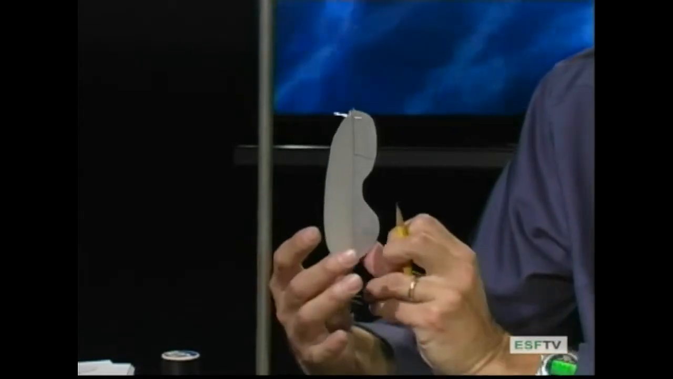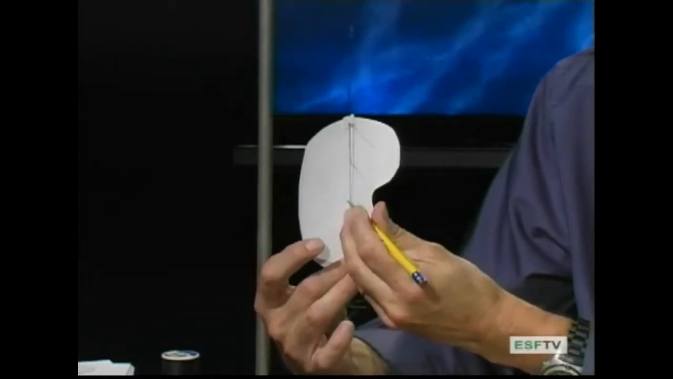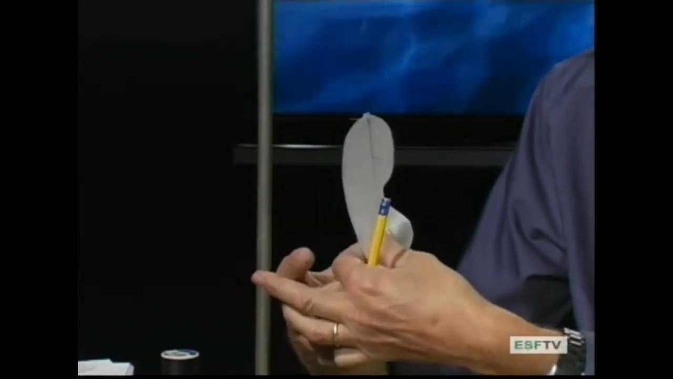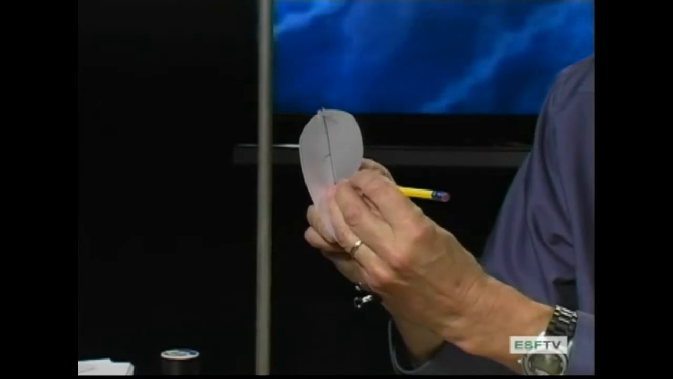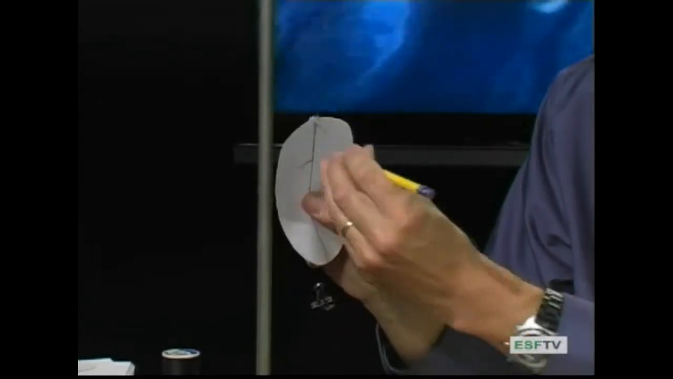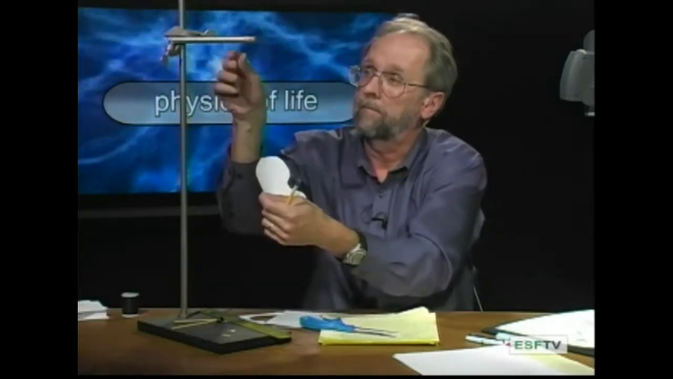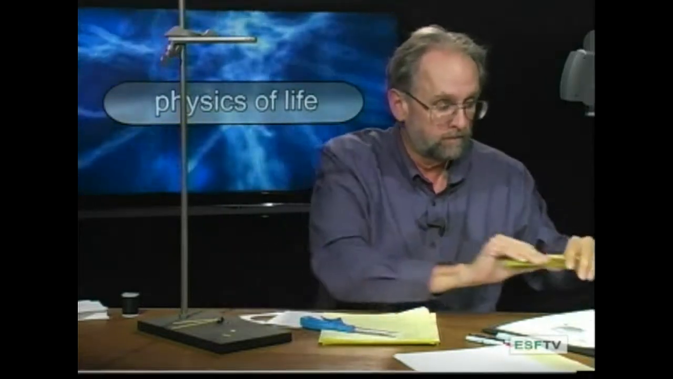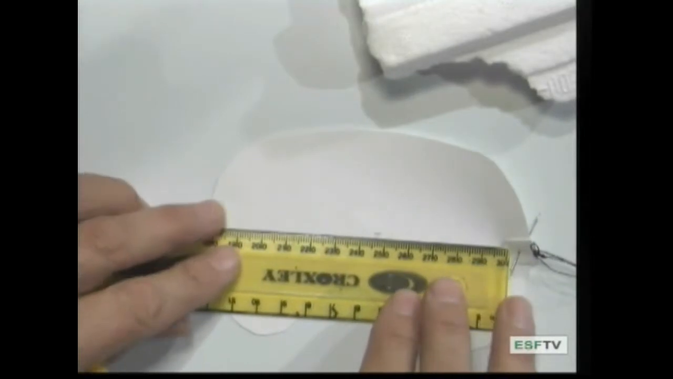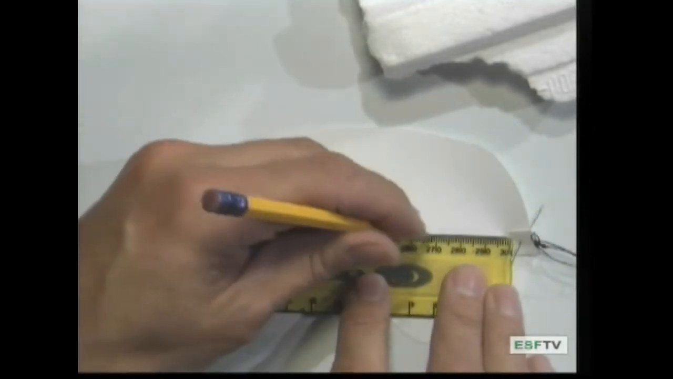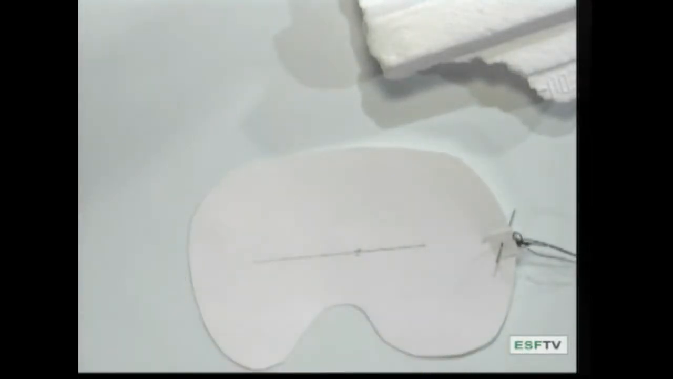Now we'll just make a couple of pencil marks there. One there, and there, and there, and there. Now we can take our object off, bring it over here with a ruler, and connect these imaginary lines with a pencil line. Now we can do the same thing at another point of the object.